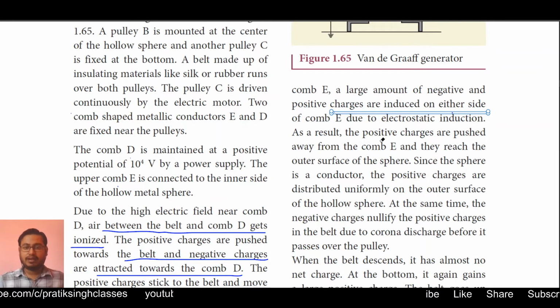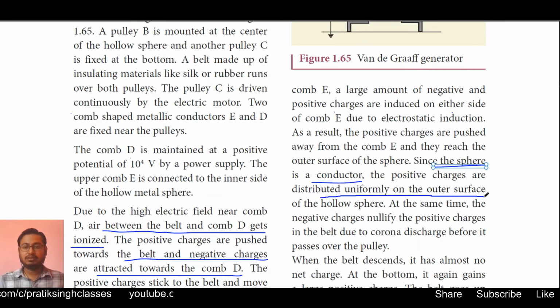Okay, and what happens there is, as a result, the positive charges are pushed away from comb E and they reach the outer surface of the sphere. Since the sphere is a conductor, because it is made up of metal, the positive charges are distributed uniformly on the outer surface of the hollow sphere, and that is of the order of 10 to the power 4 volts, which is given by the motor at pulley C.